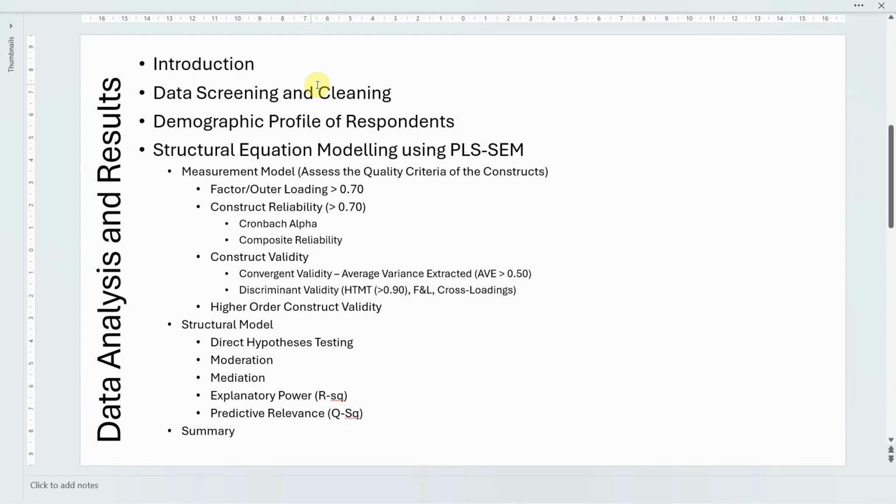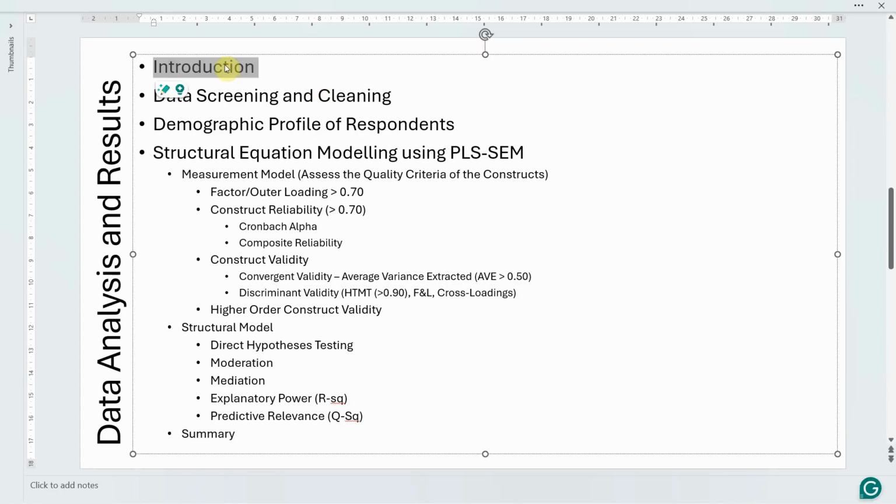The first thing, when you are writing your chapter, you should write the introduction, whereby you introduce your data analysis and results chapter by writing what techniques you plan to use, what the possible hypotheses are that you plan to assess, and what techniques will be reported in this particular chapter.